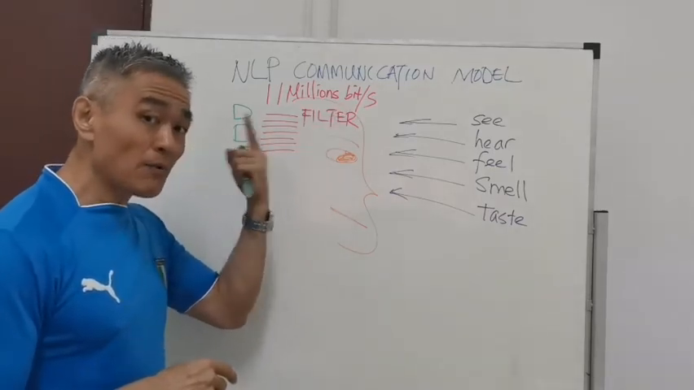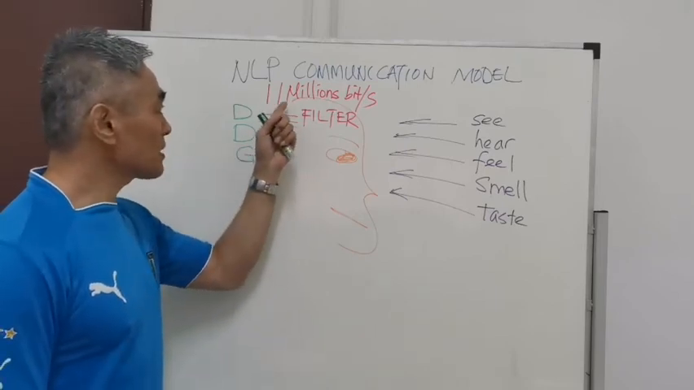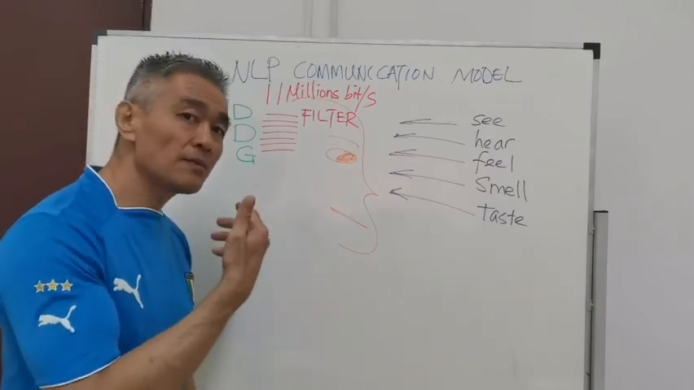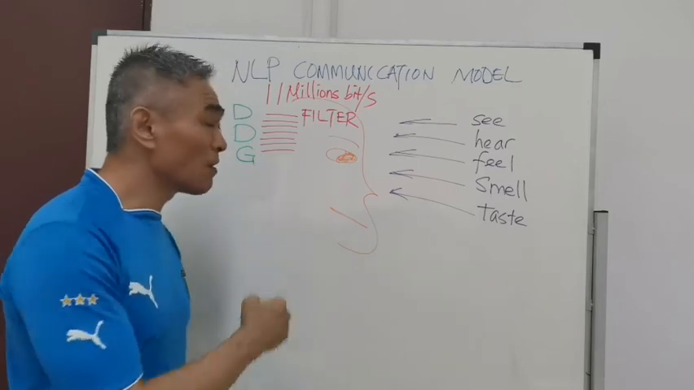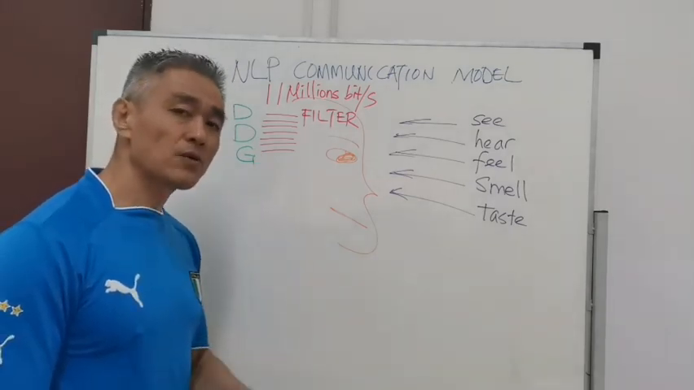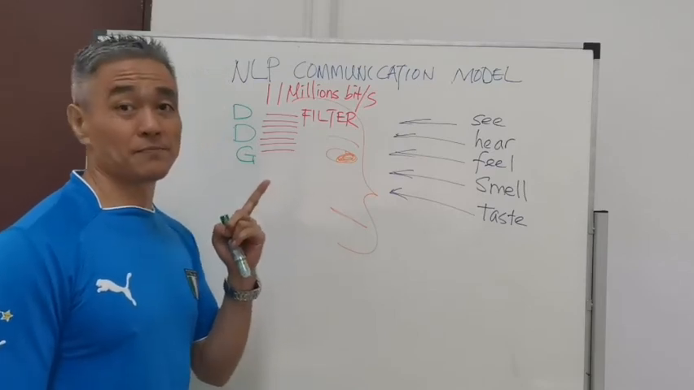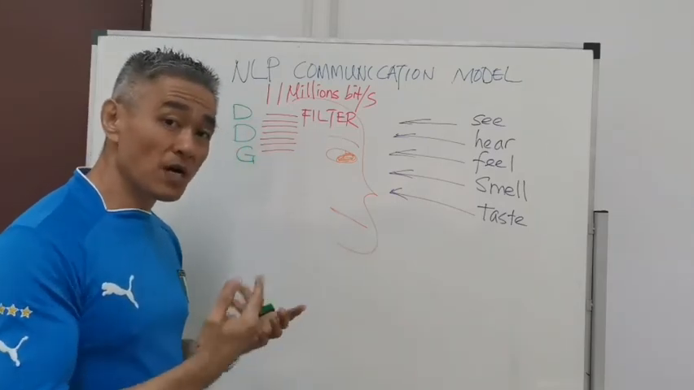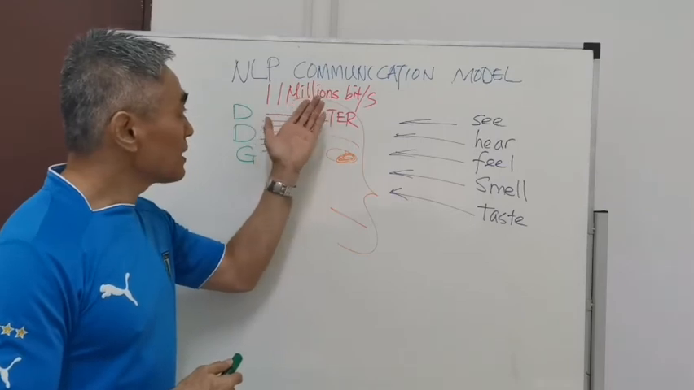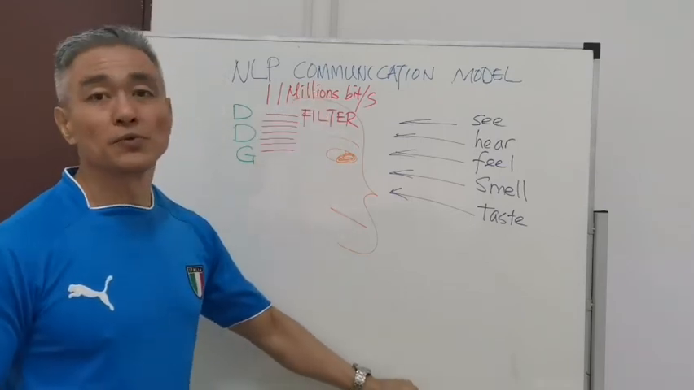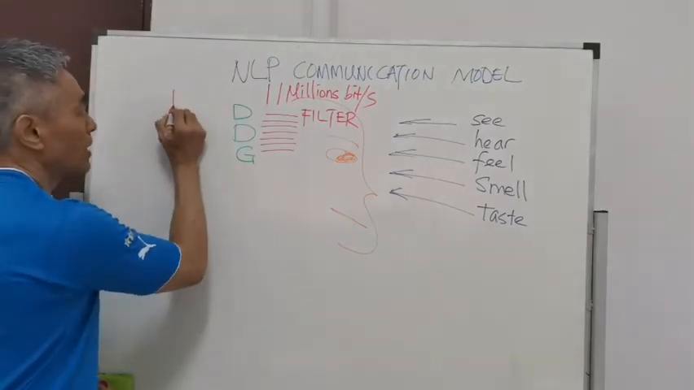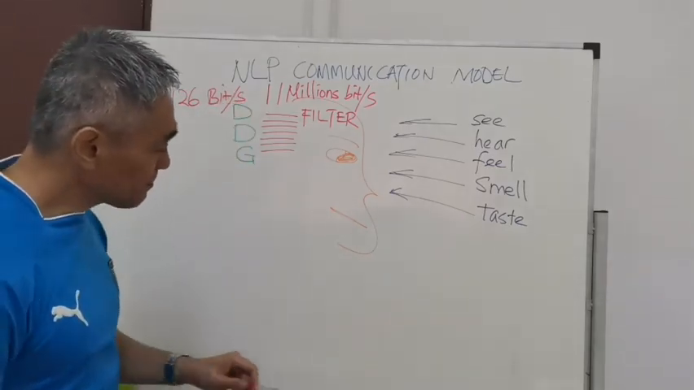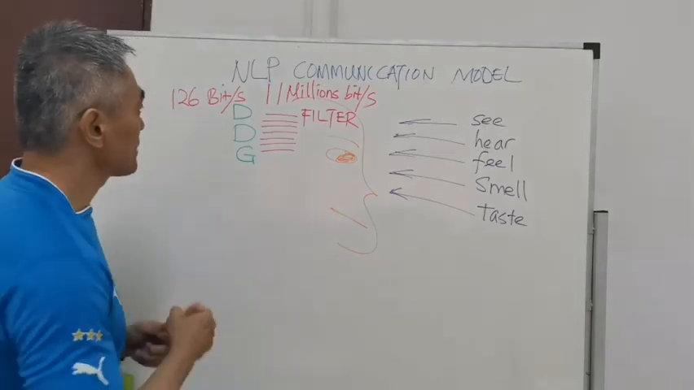Imagine if our mind, our brain, our nervous system needed to process 11 million bits of information per second. How could our body take this type of function? Like a computer system, our system would hang. Therefore, deletion is very important for us to reduce the 11 million bits until it becomes only 126 bits per second.